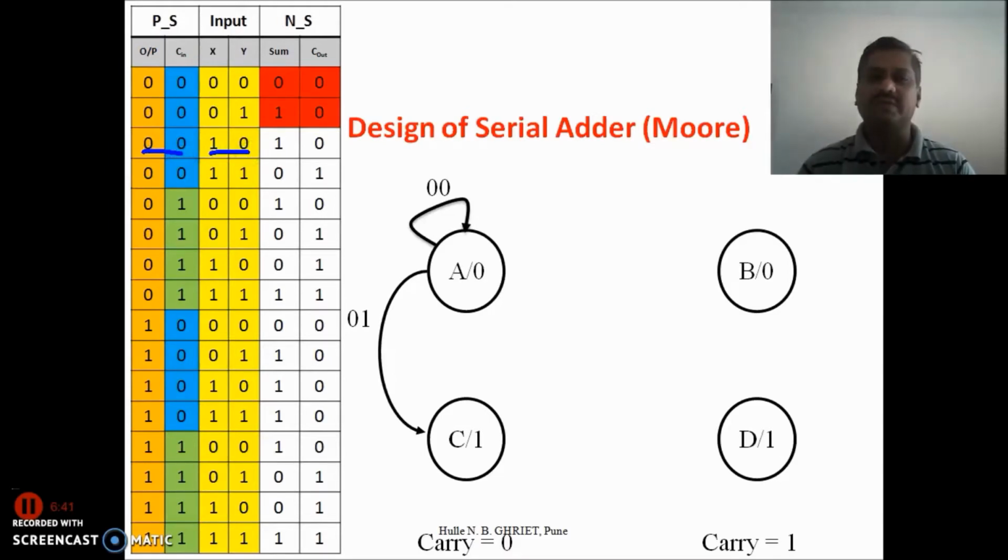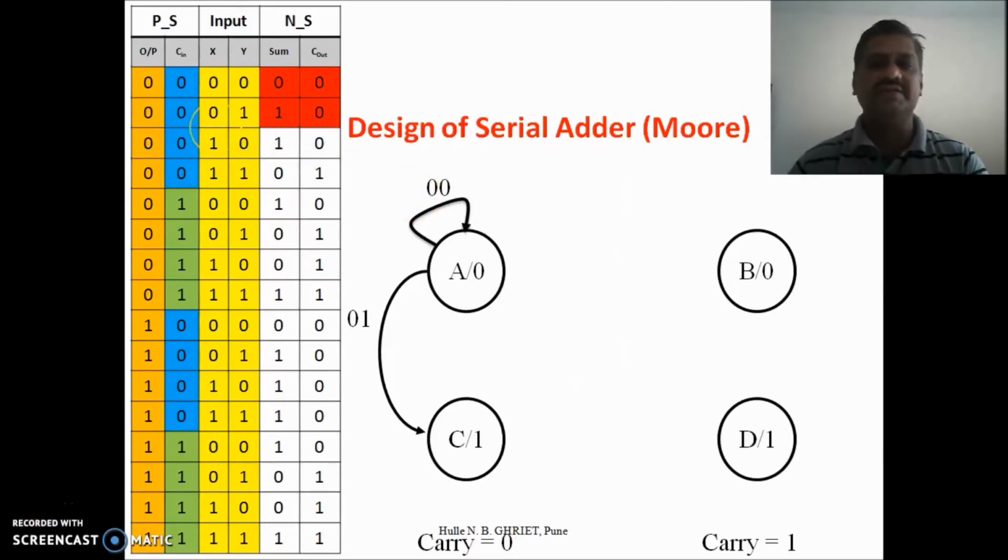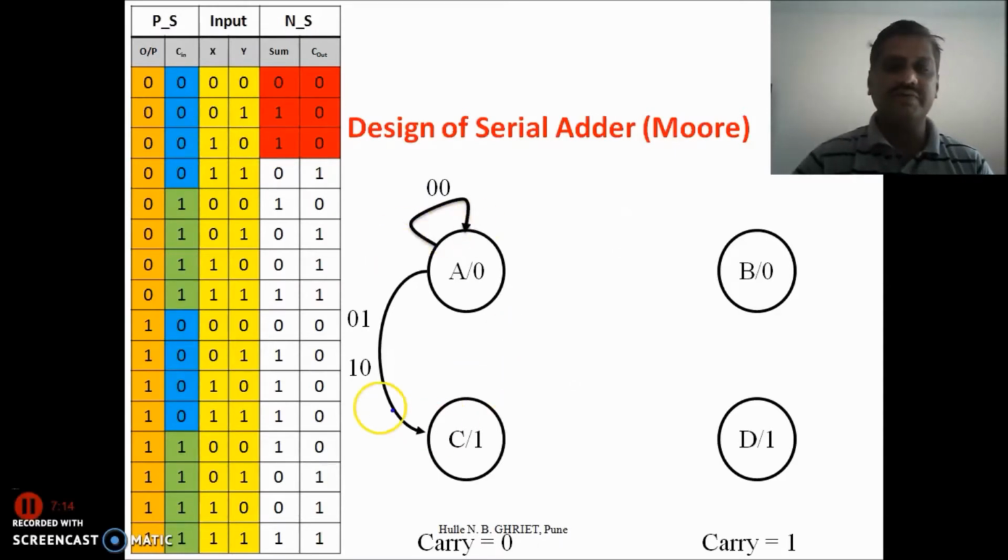Similarly, whenever we are in the A state, input is 1 0. What is the carry? Carry is 0. If we are adding, sum is 1 and carry is 0. That is 0 1, which means here it is 1 0. 1 0 is nothing but the C state. The next state will be again the C state. For 1 0 also, the next state is the C.